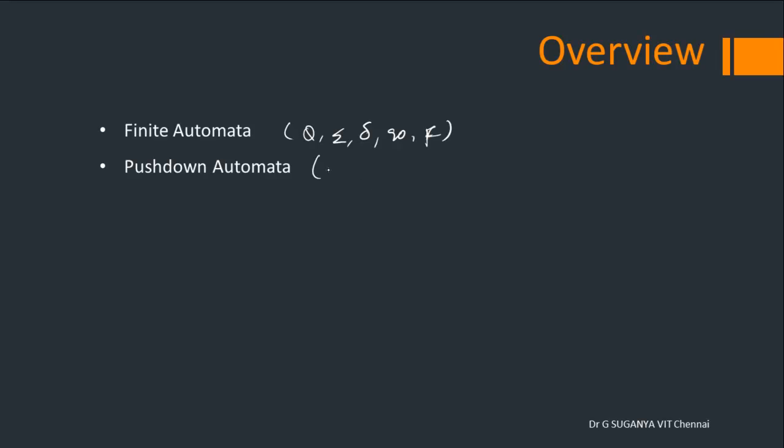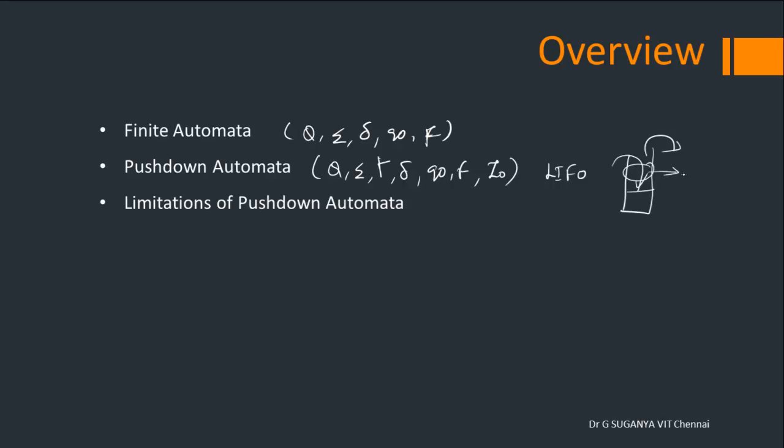This pushdown automata is again represented using a 7-tuple, including the finite automata along with two more components. One is tau, representing the set of stack symbols, and another is z0, which is used to refer to the bottom of the stack. The memory element used here is a stack, which operates on a last in, first out basis. So you will have a memory unit wherein you can push and you can pop. Always the element on the top will be available to the user. The limitation here is that it permits only unidirectional movement, and hence not all languages can be recognized using pushdown automata.